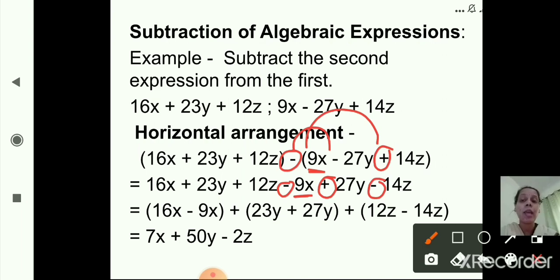If inside the bracket there is a minus sign, it becomes plus, and if there is a plus sign it becomes minus. Now the next step is, yes, I hope you remember the next step.